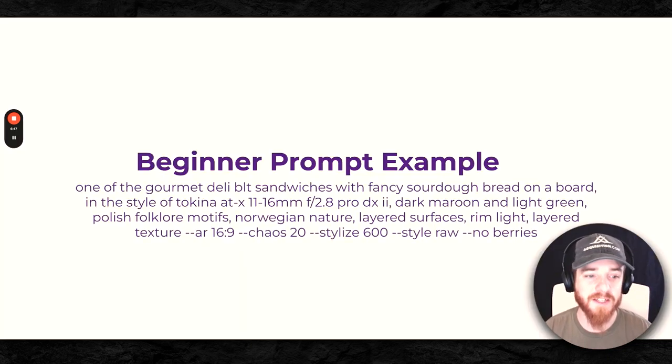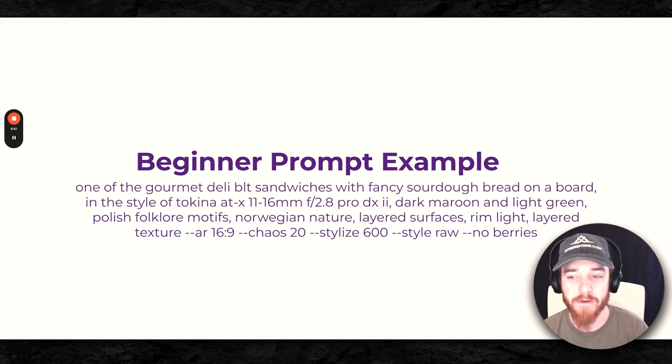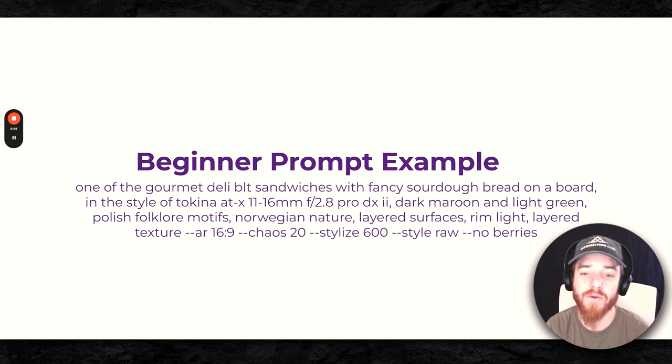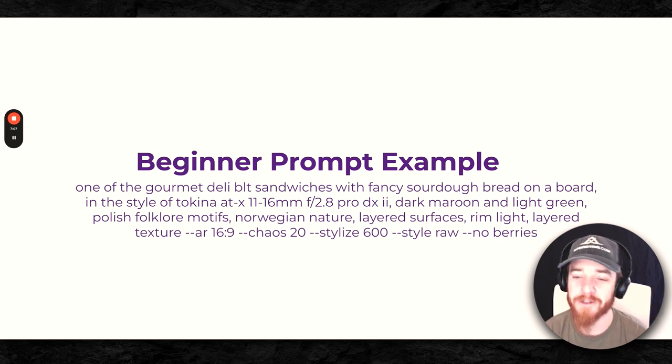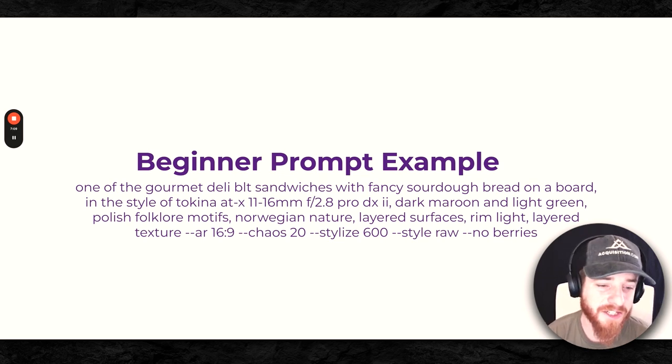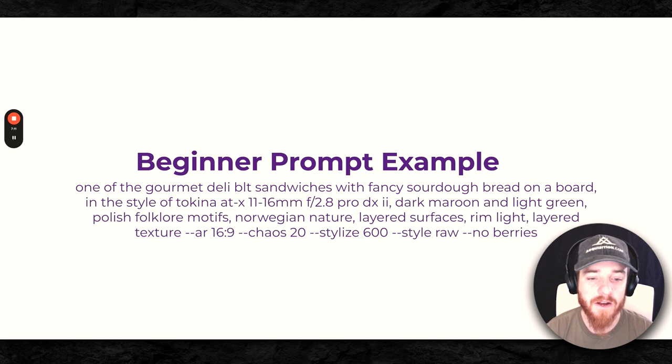All right, so this is what this was. One of the gourmet deli BLT sandwiches with a fancy sourdough bread on a board, in the style of Tahina, at X 11 to 16 millimeter with an f-stop of 2.8 Pro DX2, with the dark maroon and light green Polish folklore motifs, Norwegian nature, layered surfaces, rim light, layered texture, aspect ratio of 16:9 with a chaos of 20.